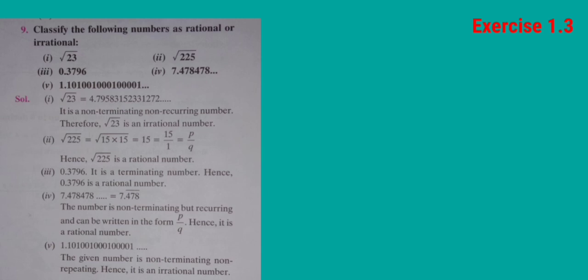In part 4, 7.478 bar means it is a non-terminating repeating type decimal expansion, so it is a rational number. Part 5th, 1.1010001000 means this has a non-terminating, non-repeating, non-recurring decimal expansion, so it is an irrational number. Understood? So complete this exercise in a proper way.